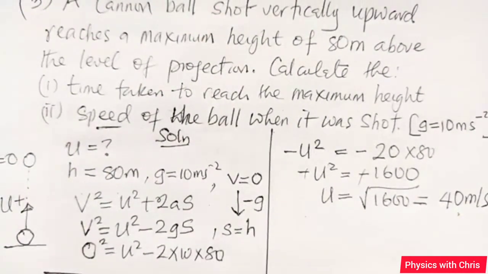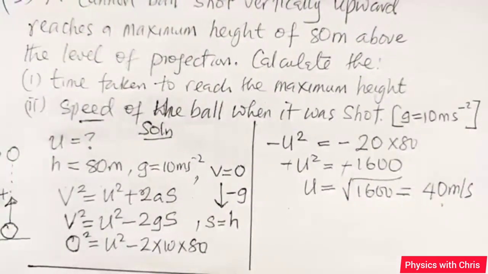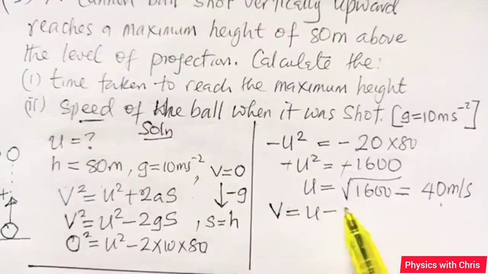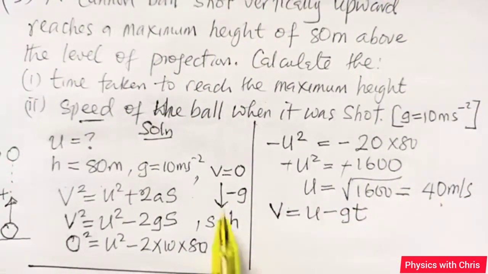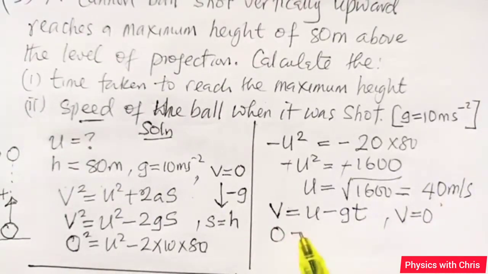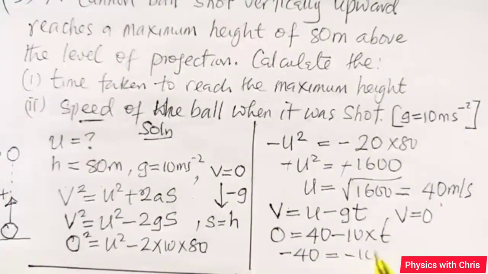Now, for the time taken to reach this maximum height, we can recall equation 1, v equals u plus at, but I can write it as gt because I'm still taking the acceleration direction as negative because it's acting downwards. So at maximum height again, v equals 0. This gives me 0 equals 40 minus 10 times t. So that gives me minus 40 equals minus 10t. So negative cancels negative. Dividing both sides by 10, the time taken is 4.0 seconds.